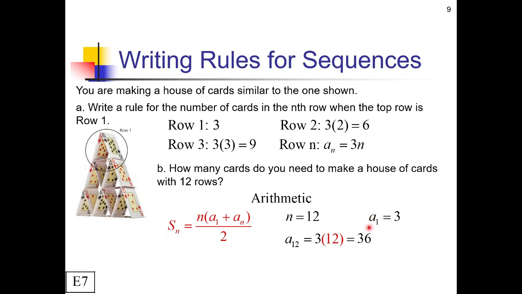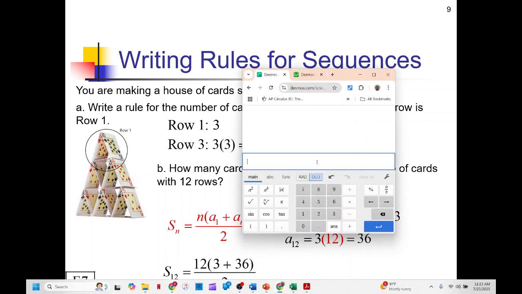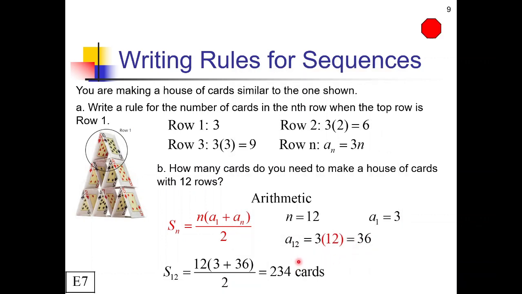So putting all this together, we have a bunch of stuff divided by 2. Specifically, we've got 12 times 3 plus 36, all of that over 2. And could we do this without a calculator? Yeah, we might be able to. But just to be on the safe side, let me plug it in Desmos. So let me make a fraction here. We've got 12 times 3 plus 36. All of that divided by 2 gives us 234 cards to make a 12-row house of cards.